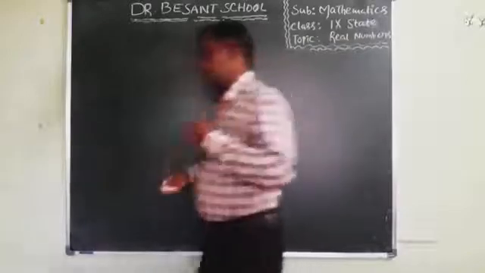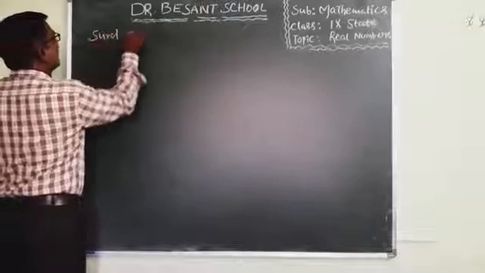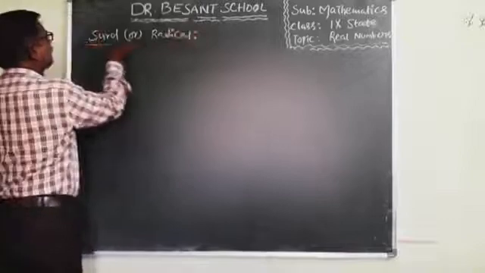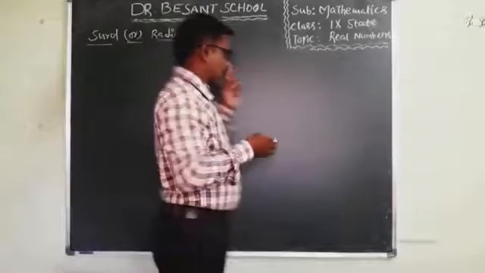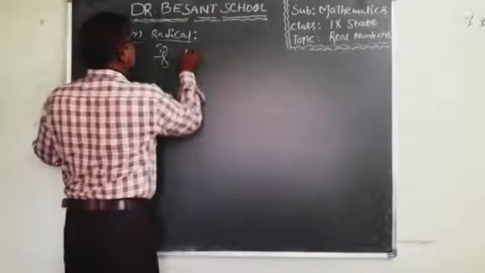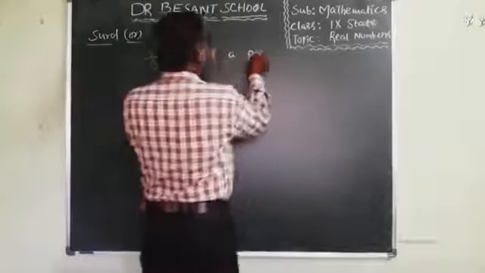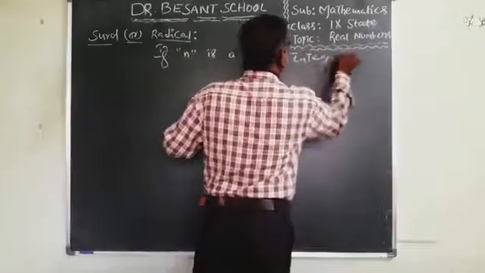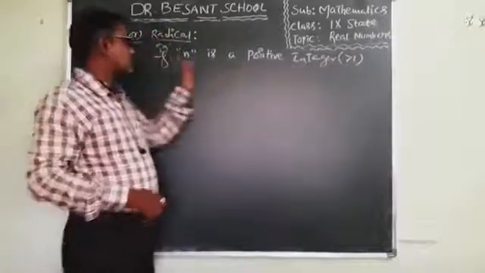Observe the first definition: surd or radical. What is a surd or radical? Let me write the definition, then I will explain it with an example. If n is a positive integer greater than 1, we are not supposed to take n equal to 1 here.